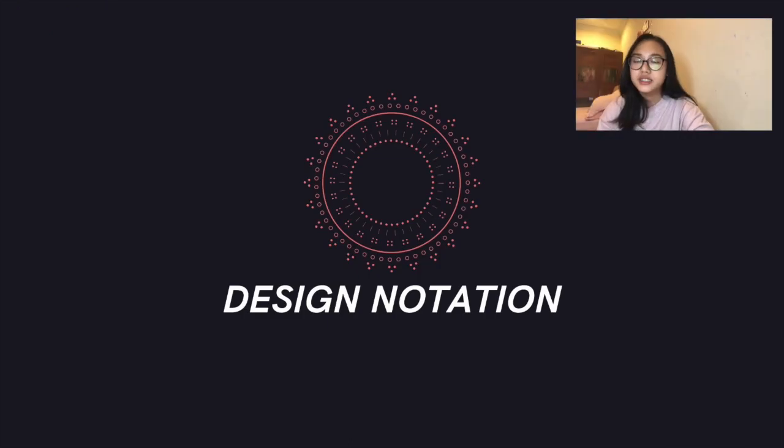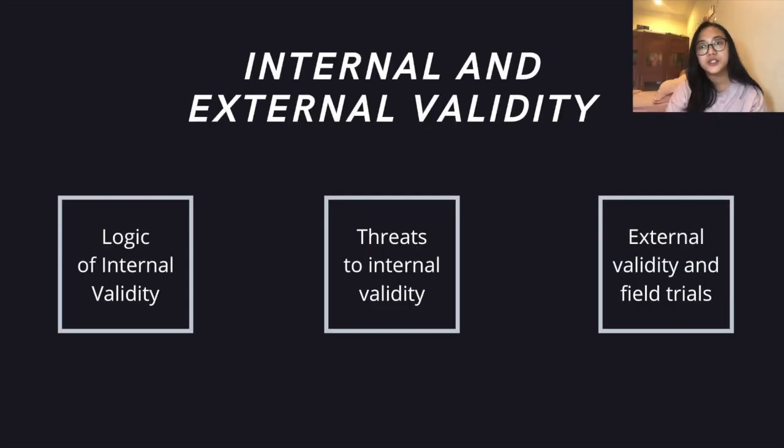Design notation is a system of abbreviations to symbolize the parts in the design of an experiment. This replaces a complex description with long paragraphs about parts of the experiment with 5 or 6 symbols arranged in 2 lines. Internal and external validity has 3 important points.